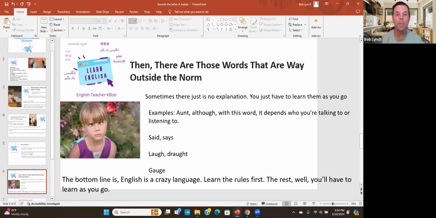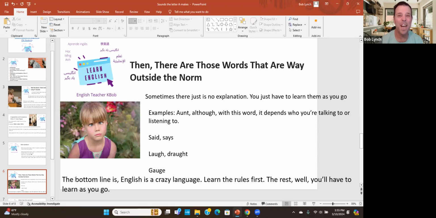Then there are those words that are way outside the norm. Sometimes there's just no explanation. You just have to learn them as you go. An example is aunt. Although with this word, it depends on who you're talking to or listening to and where you are, at least in the United States. I don't say "ont," I say "ant." Most Americans that I know say "ant," even though some people will say "ont," right?